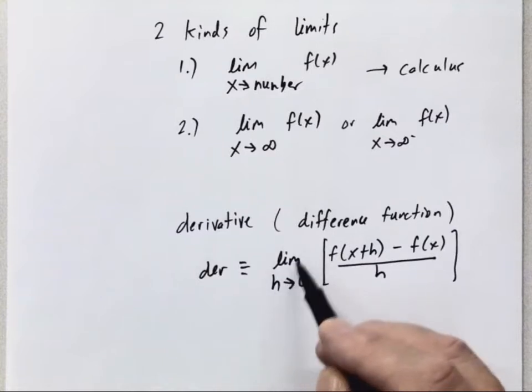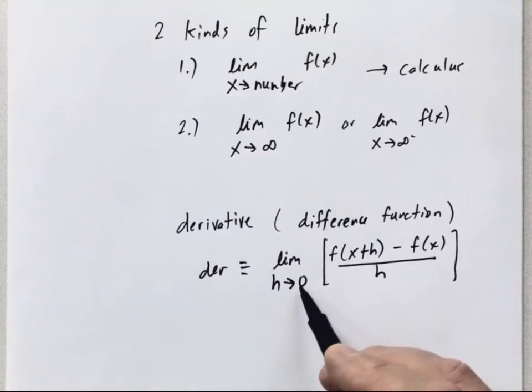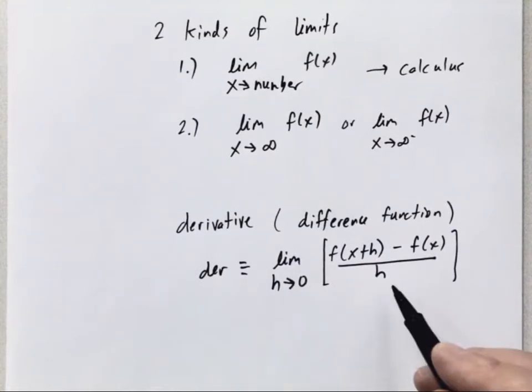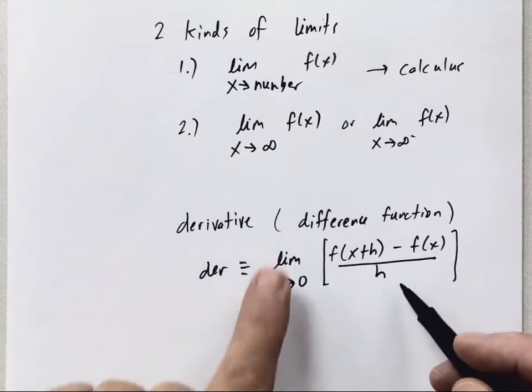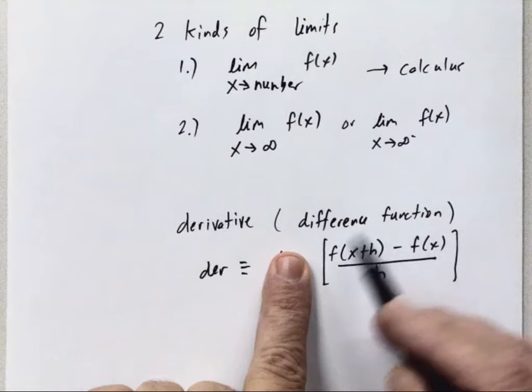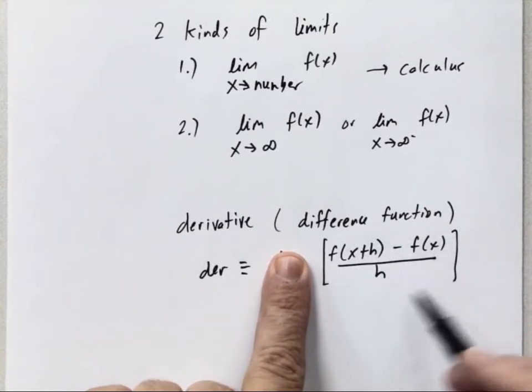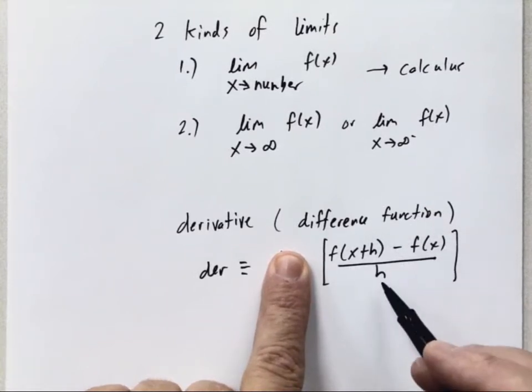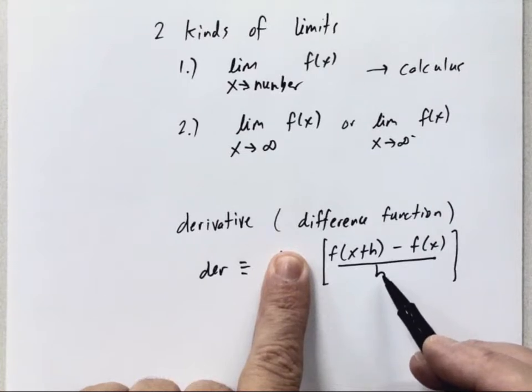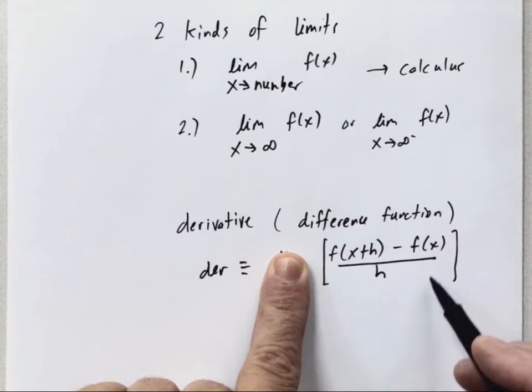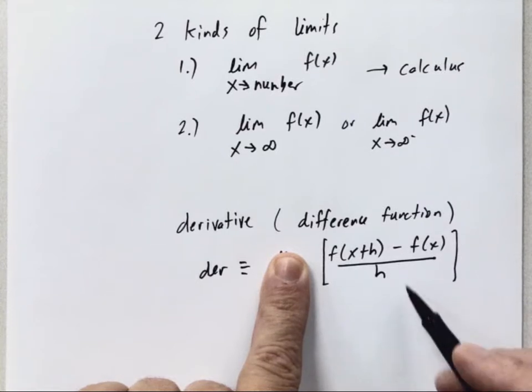And this is saying take the limit as h approaches 0. What would happen if we just took this expression here and set h equal to 0? Well, you can't divide by 0. So this would be undefined. So it would be meaningless. It would serve no purpose.